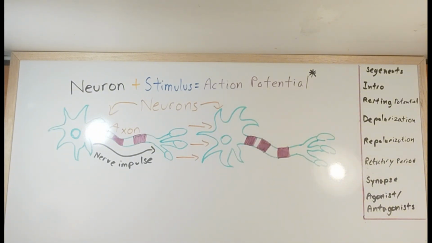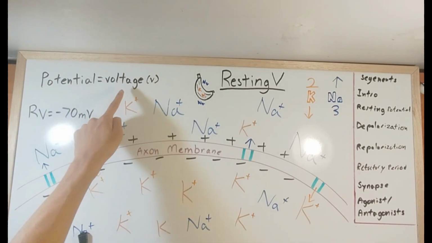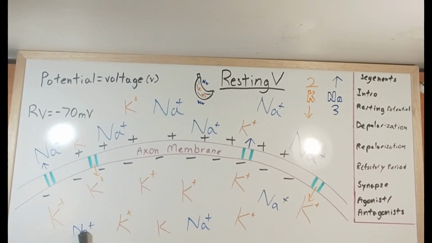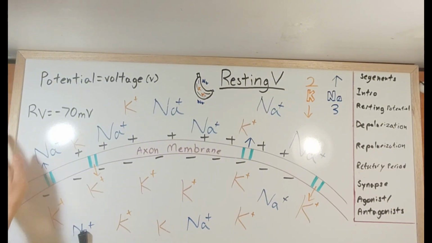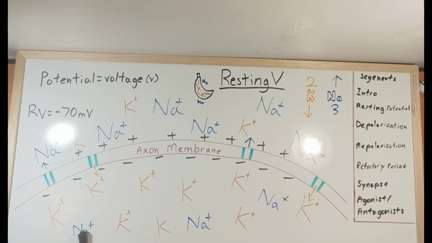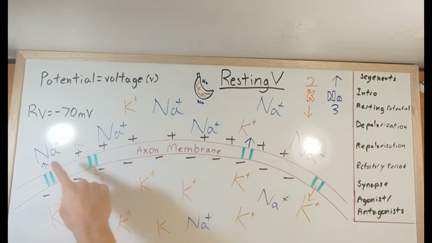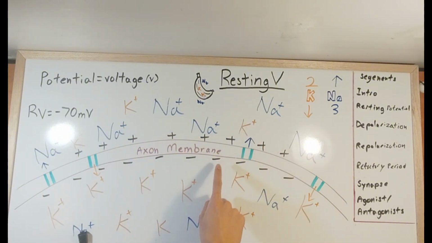So the first thing I'm talking about is the resting potential. So potential refers to voltage, so basically the resting voltage of our axon. So the resting voltage is negative 70 millivolts, and that just means that the inside of the axon is 70 millivolts more negative than the outside. And the inside and outside are separated by the axon membrane, which is like the cell membrane of the axon.